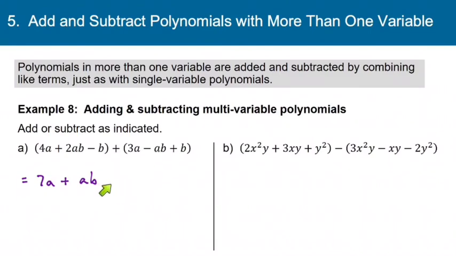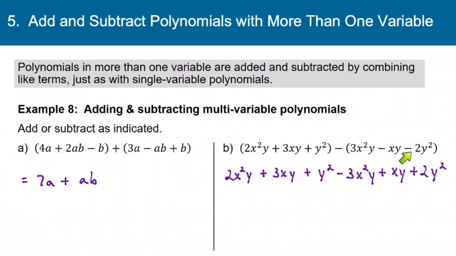On part B, we have 2x squared y plus 3xy plus y squared minus 3x squared y minus xy minus 2y squared. Now, you know I like to distribute that minus sign and recopy everything as we go. So that's going to give us 2x squared y plus 3xy plus y squared. Then minus 3x squared y plus xy plus 2y squared.